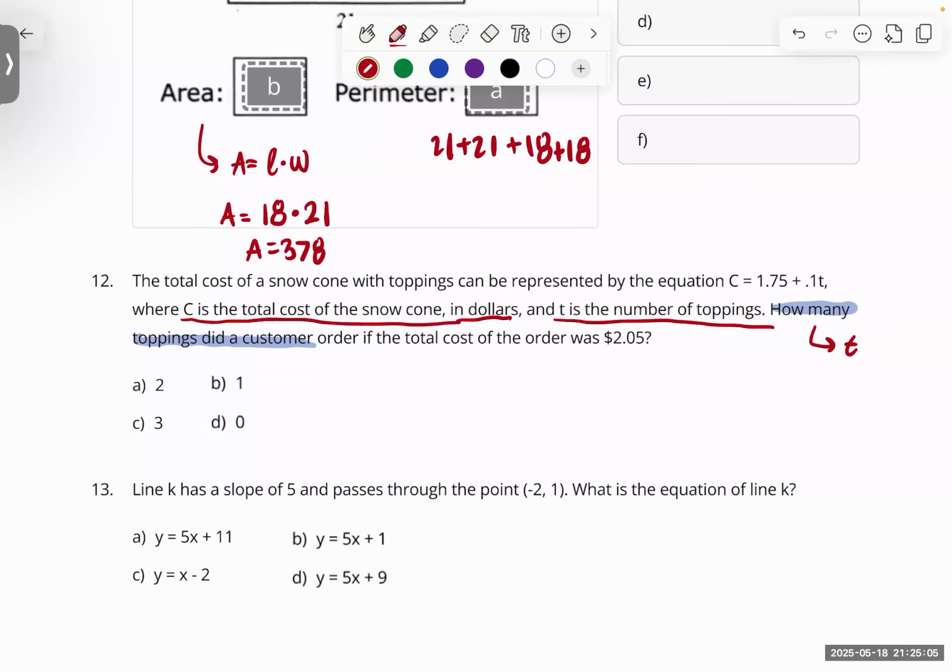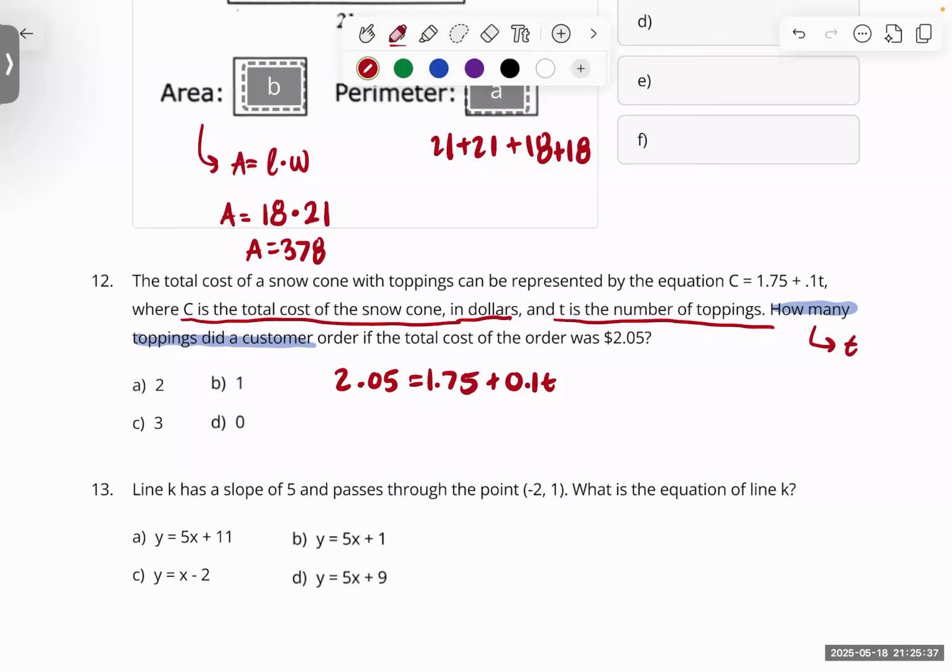So how do we do this problem? How many toppings did a customer order if the total cost of the order was $2.05? Well, it tells us what variable the total cost of the snow cone is, and it's C. So I quite literally take this equation and I plug in C for $2.05. Now we're solving for T, meaning we need to get T by itself.